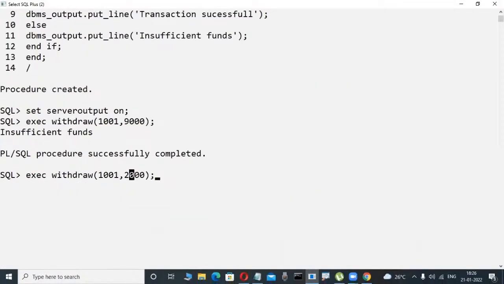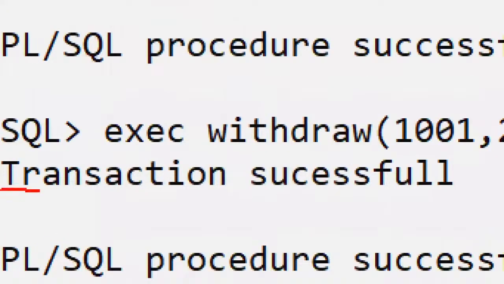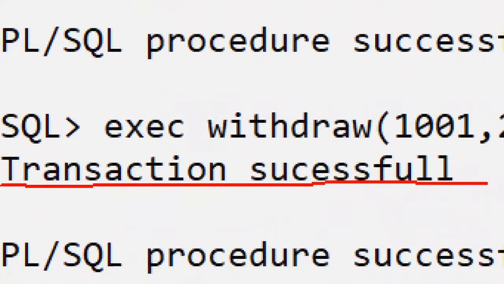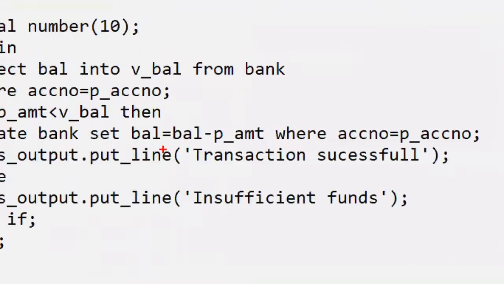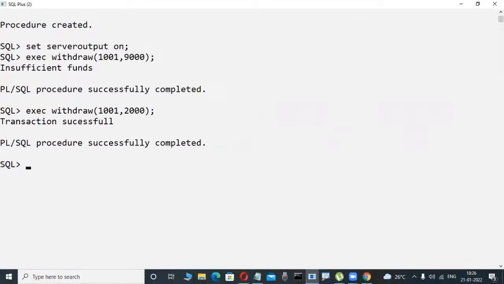Now whenever I execute, I want "transaction successful" to be displayed automatically. If you try to withdraw 2,000 rupees from 3,000 rupees, is it possible or not? The transaction is successful. How is it possible? Here I'm writing the code. Is it really affected in the table? It must be affected in the database, then only your banking system is okay and the transaction successful.